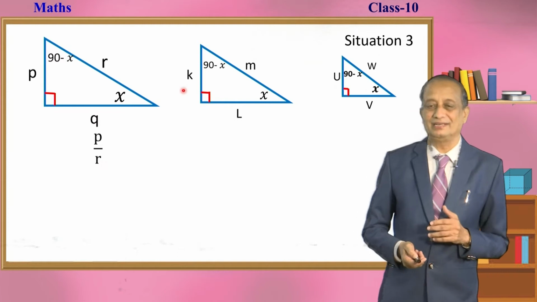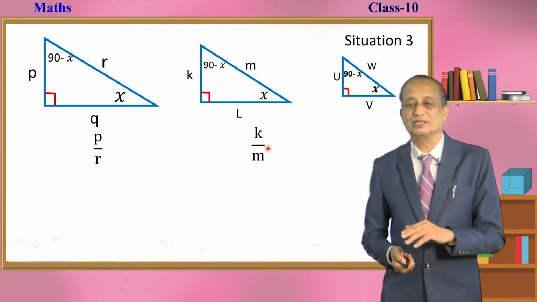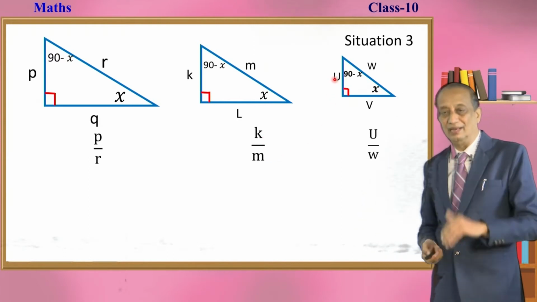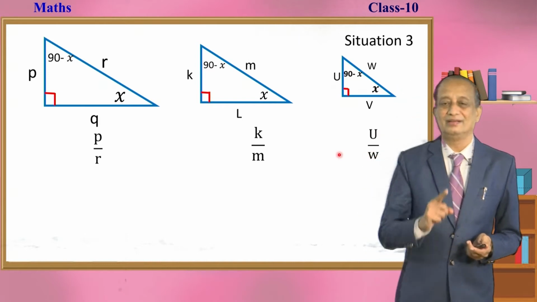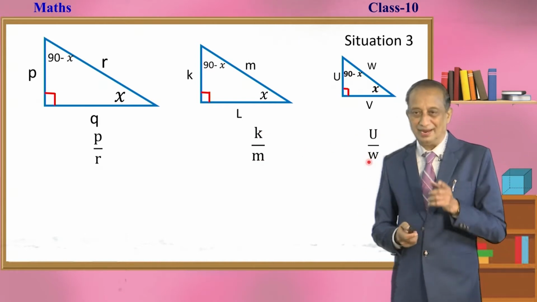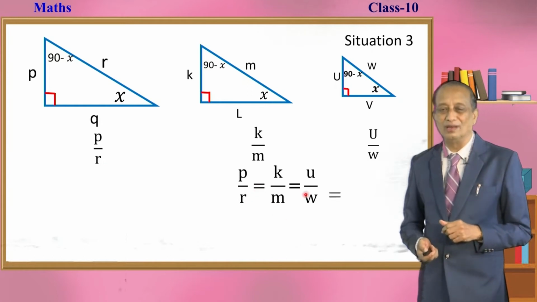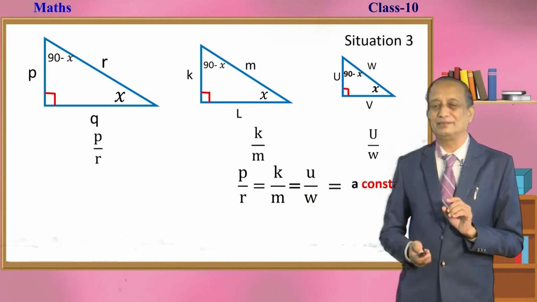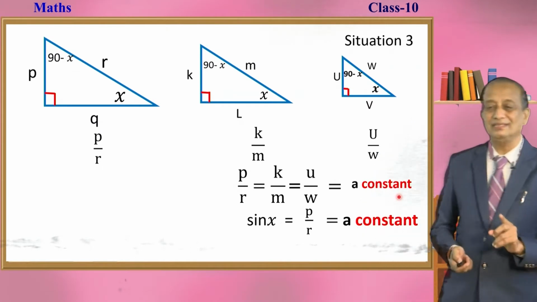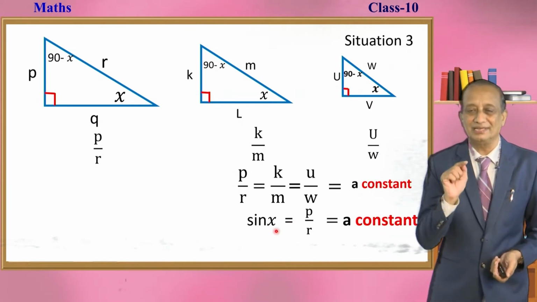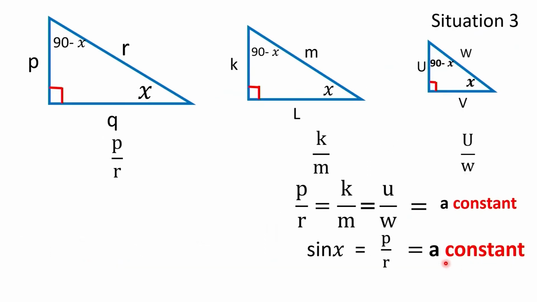If you take the ratio like this, then you will come to know how far p is smaller than r. In the second right angle triangle also, you can take the ratio between k and m, and u by w also. Can you make any guess, children, in this regard? p by r, k by m and u by w, and it is so surprising. You will see that all these 3 ratios are equal to a particular number called a proportionality constant. In future we are going to call this constant ratio sin theta, or in this case sin x, which is equal to p by r, a constant, children.